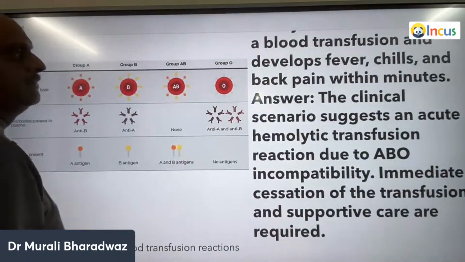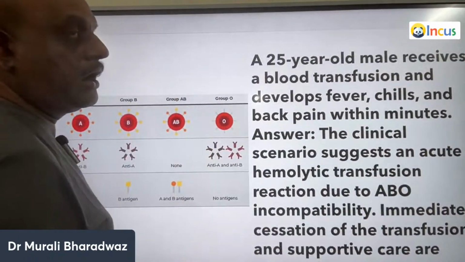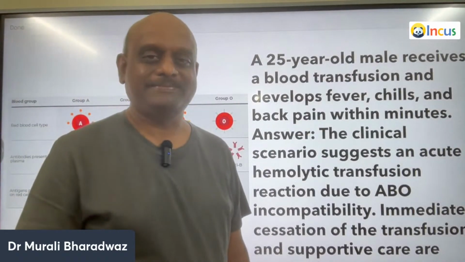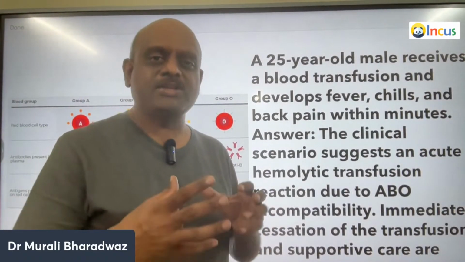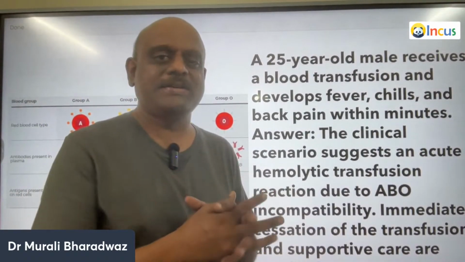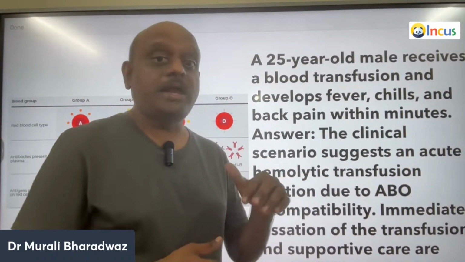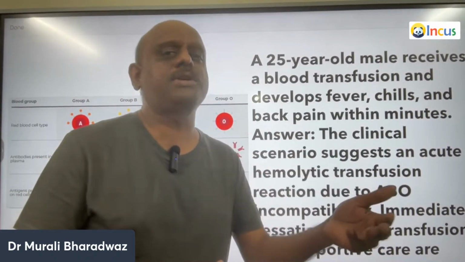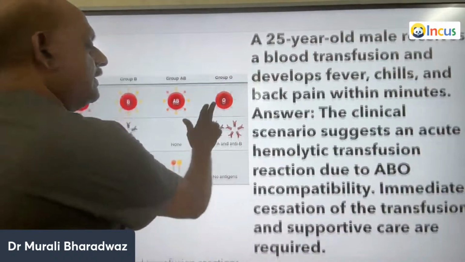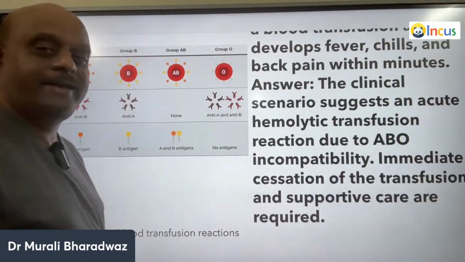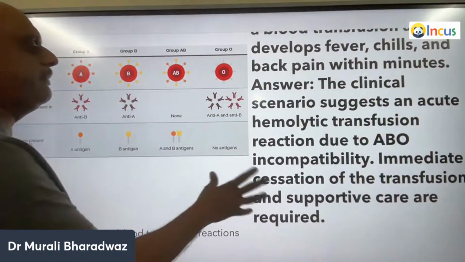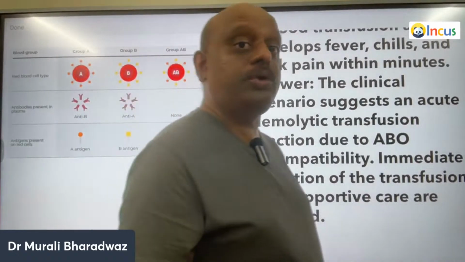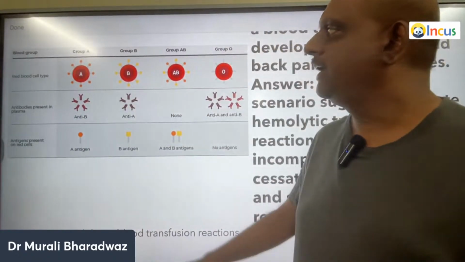A 25-year-old male who has undergone blood transfusion develops fever, chills, back pain within minutes. So what is this? It is acute hemolytic transfusion reaction because of the ABO incompatibility. And how do you treat? Immediately stop the transfusion and give supportive care is what you need to remember.